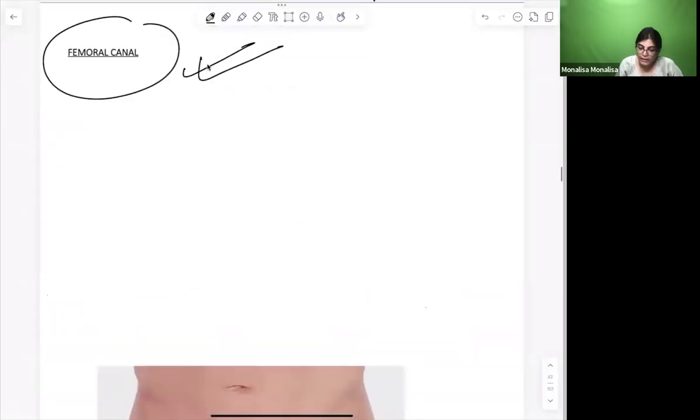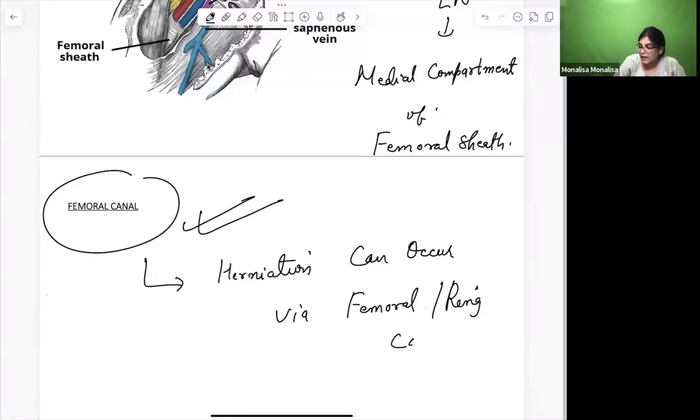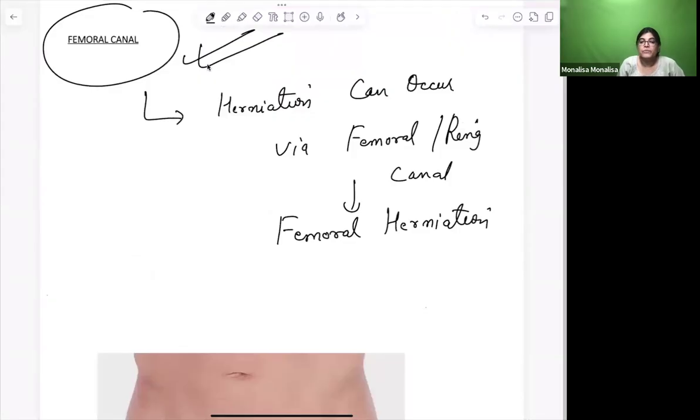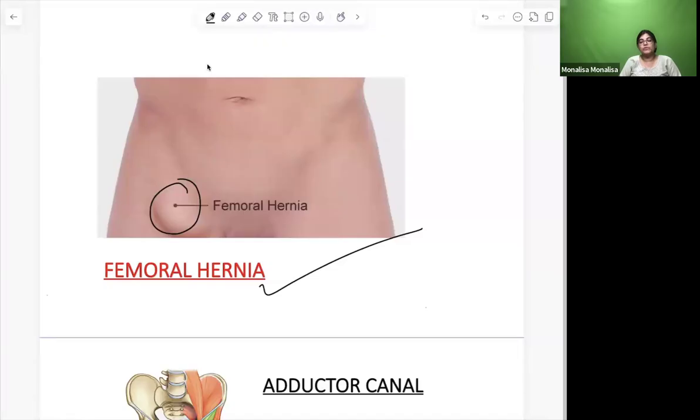Now, herniation can occur via the femoral ring and canal, and this condition is called femoral hernia. You can see this is the case of femoral hernia. Here, there is herniation of femoral content. Femoral hernia is more common in females, and herniation will occur due to weakness of the femoral ring and femoral canal.